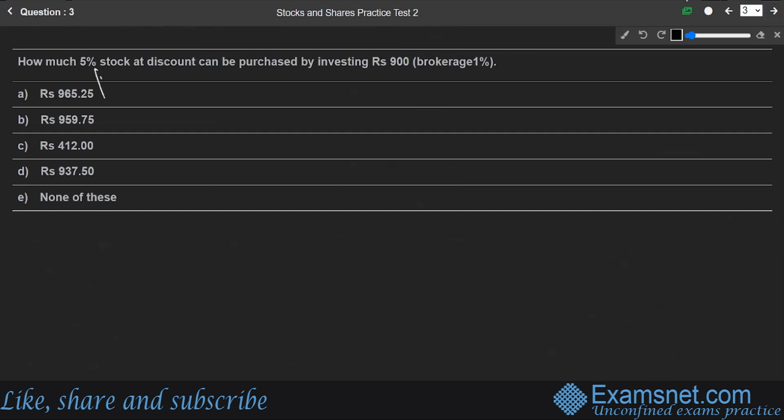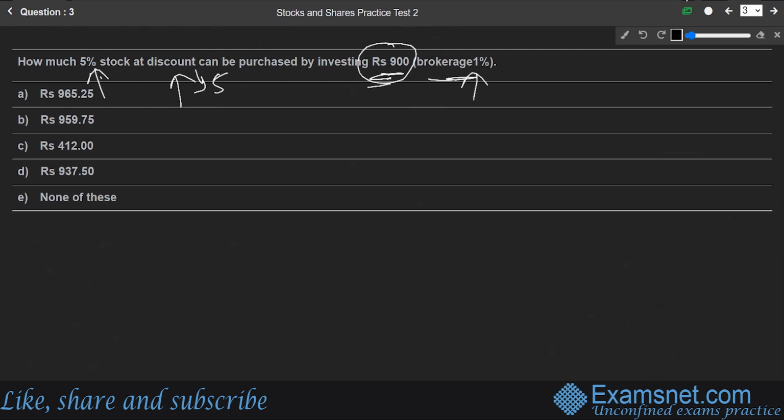Now, how much 5% stock at discount can be purchased by investing 900, brokerage being 1%? What values have been given? We have been given the purchase cost: rupees 900, by investing. The discount is 5, since it says 5% stock at discount 5. The brokerage of 1% has also been given. So purchase cost becomes 900, discount value becomes 5, brokerage becomes 1.